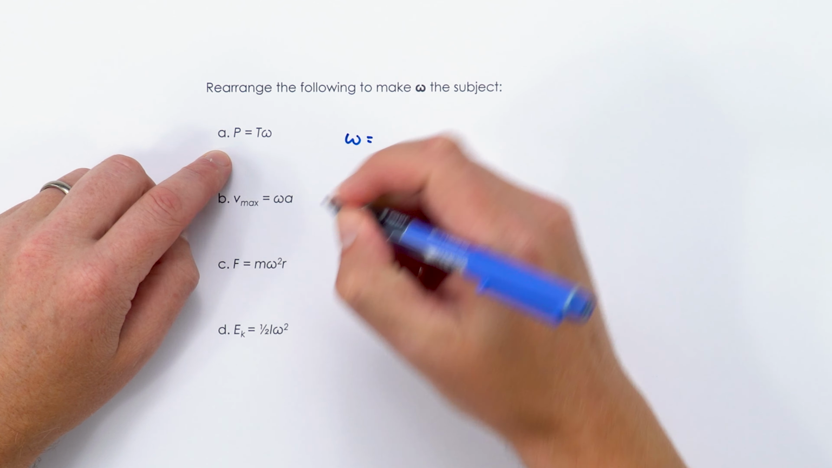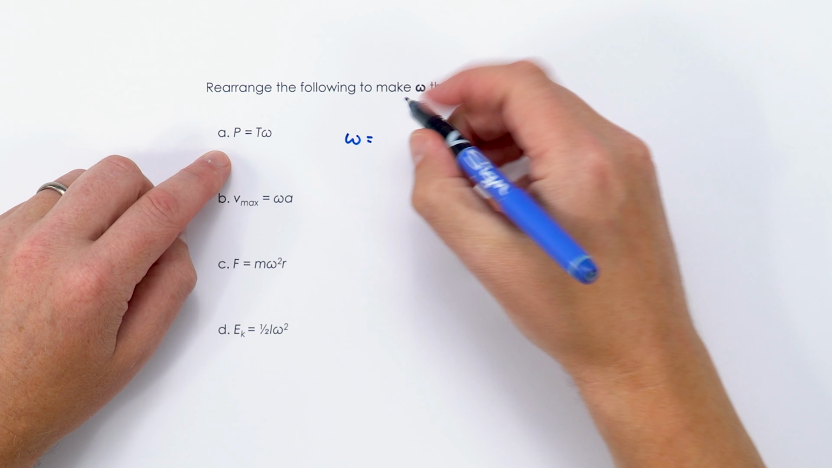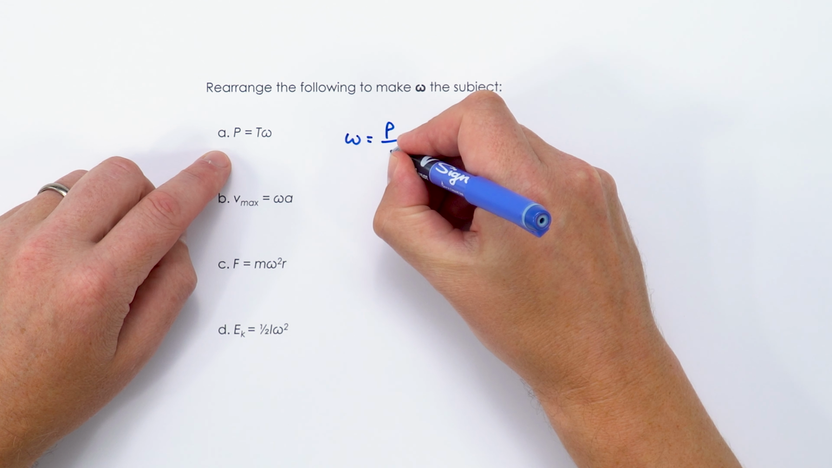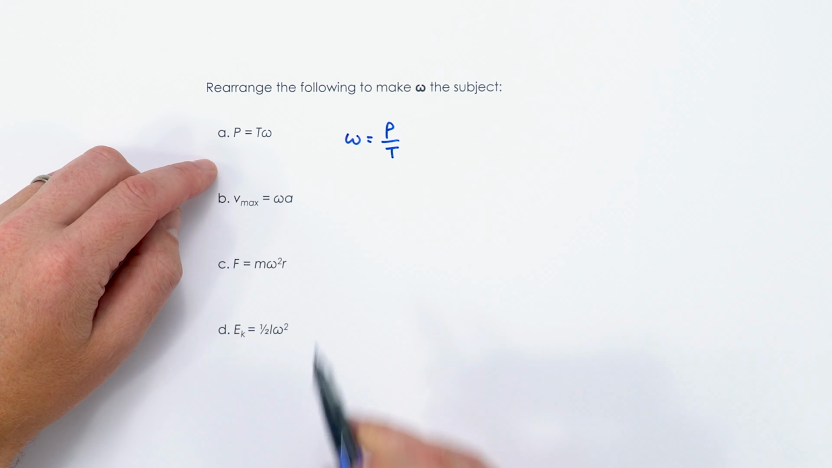This is not a W, in actual fact it's an omega, a Greek letter, which we often use for angular velocity or angular frequency. So for the first one, it says that P equals T omega, and therefore to make omega the subject, you just need to divide both sides by T, so that's equal to P over T. And we do the same thing for the next one.